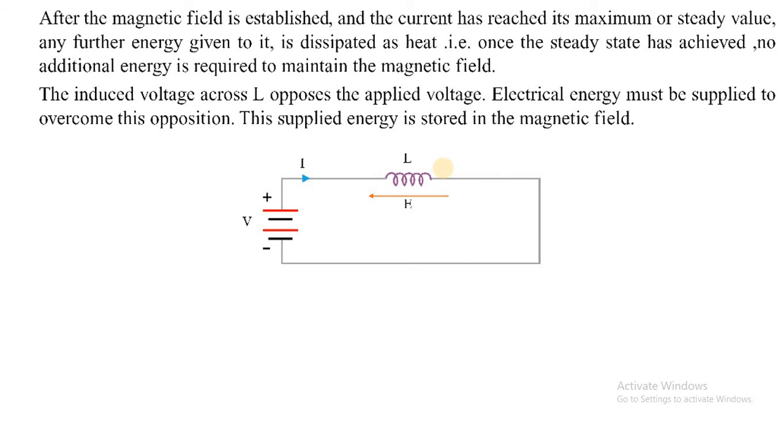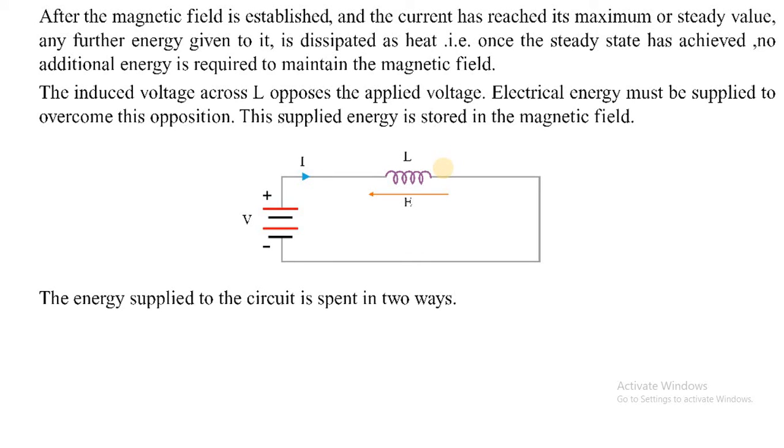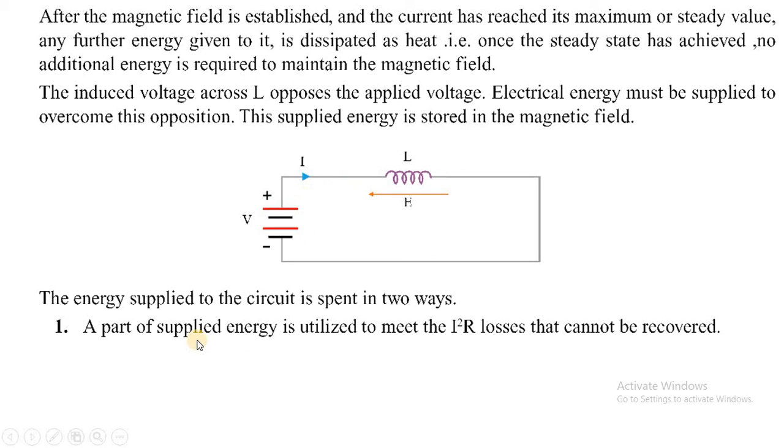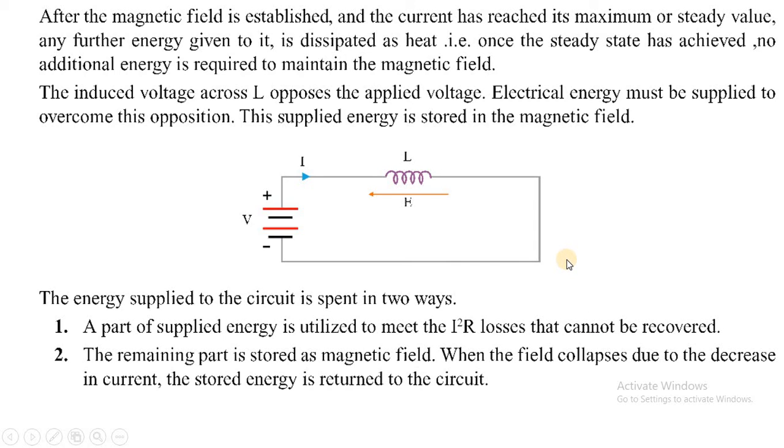So the energy supplied to the circuit, that is the battery voltage into current into the operating time, because energy means what? Power into time. Okay. So the energy supplied to the circuit is spent in two ways. First, a part of the supplied energy is utilized to meet the I square R losses, which is in the form of heat, which cannot be recovered. And second, the remaining part is stored in the magnetic field.